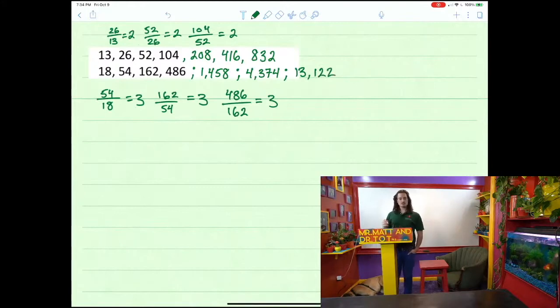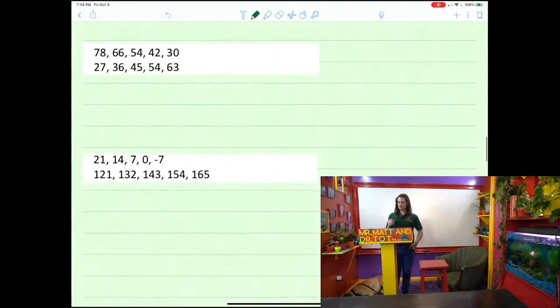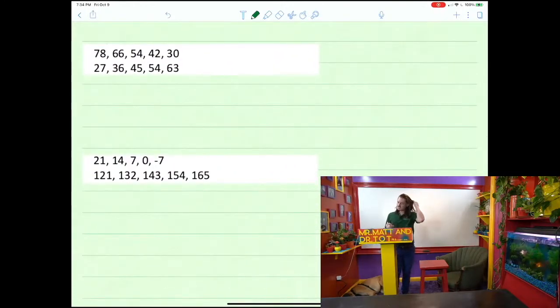Okay, if you have any questions, please let me know. Otherwise, let's look at these two sequences. I'm going to give you 5 minutes. I'd like you to look at both of them, please.